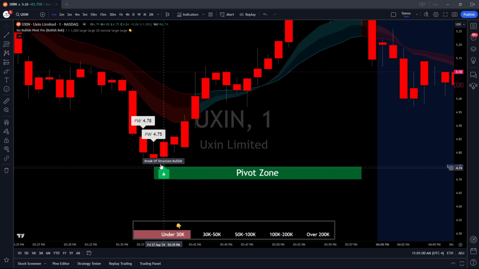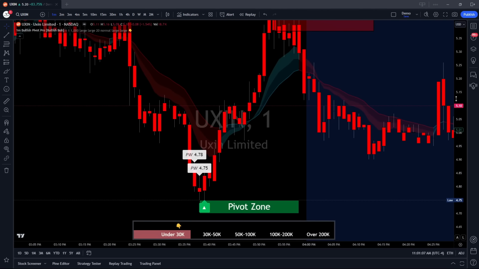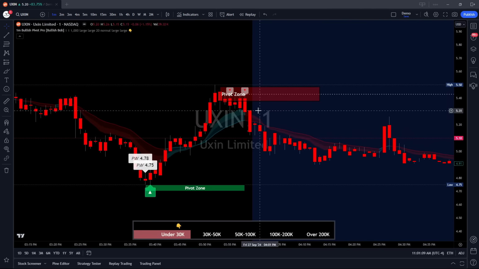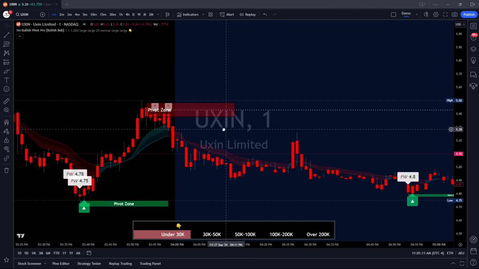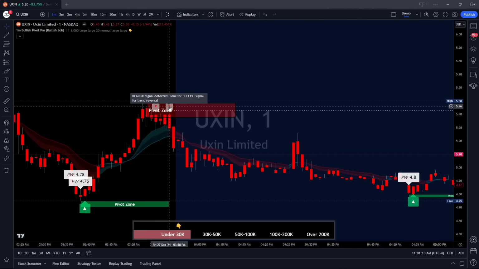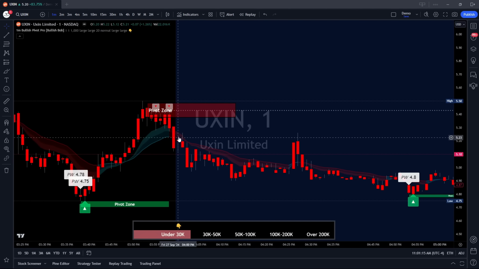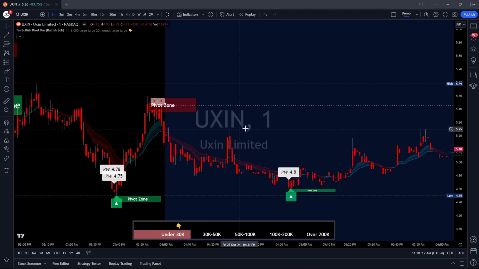Okay, this is our break of structure. Okay, we're in our position. We can add into here, but if we start to come under, that's where my stop would be set. Okay, nice move on UXIN, popped up, another pivot zone plotted. Okay, take profit, and now we have our bearish signals detected. It's below that area, so short sellers can take advantage.